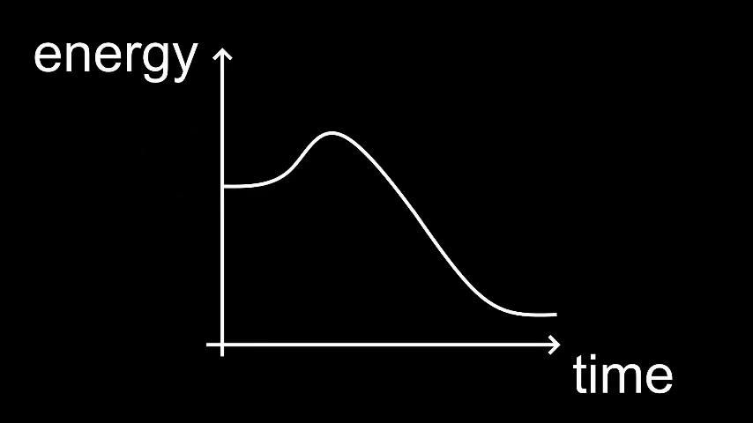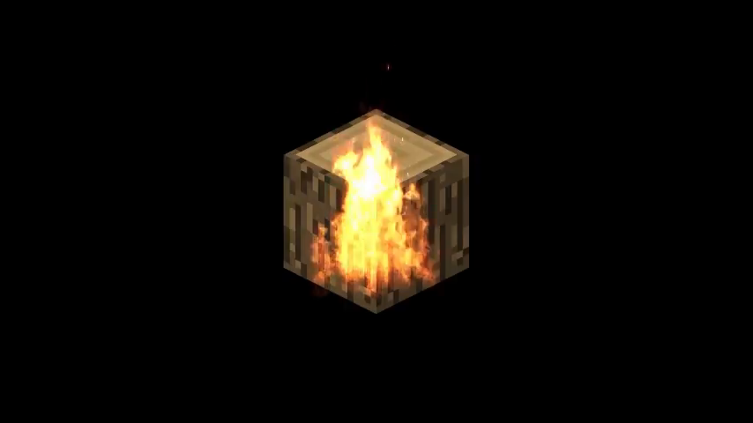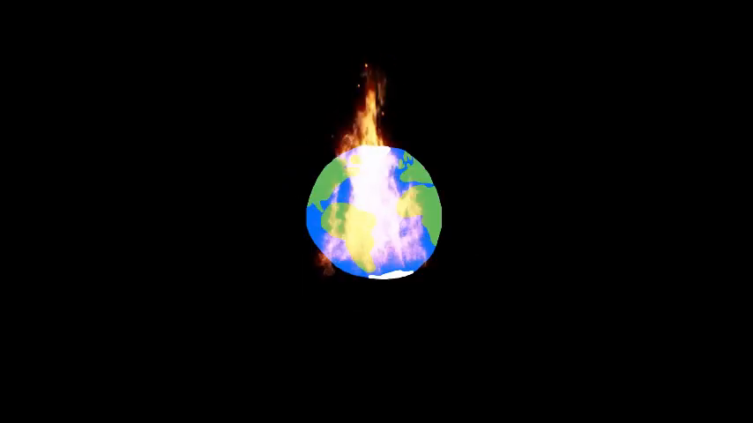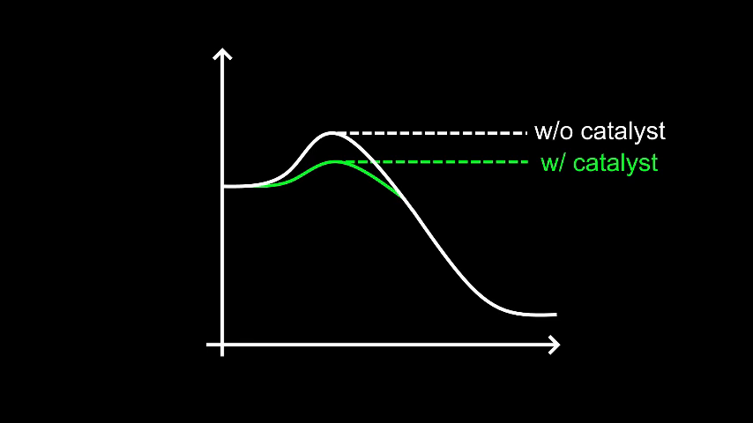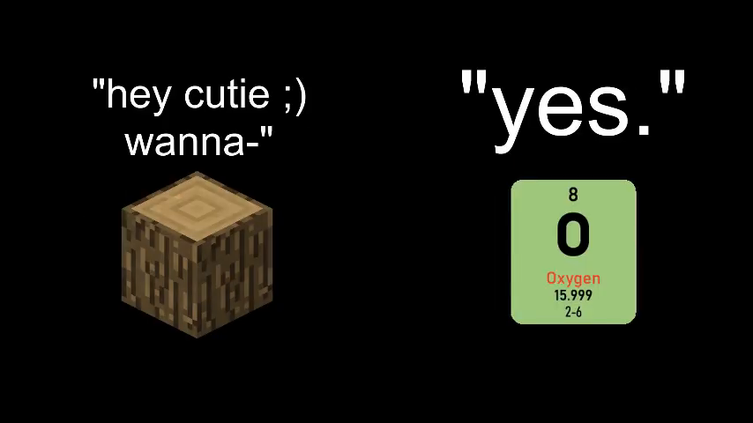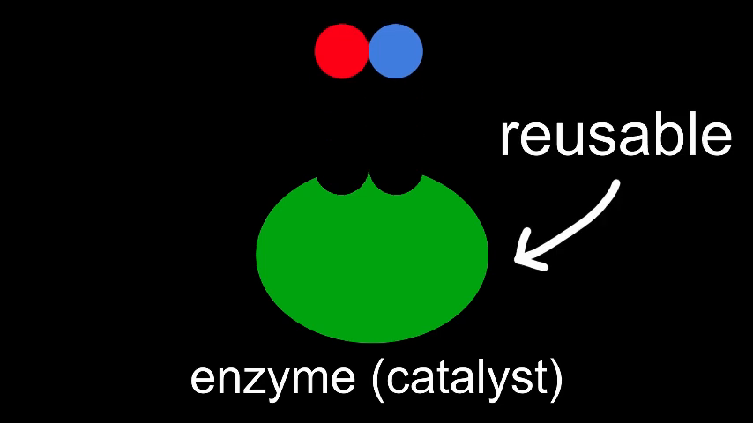All chemical reactions need activation energy to take place. Wood won't just spontaneously react with oxygen and start burning, or else the planet would be on fire, but if you give it enough energy, it will. Catalysts reduce the activation energy needed for a reaction, which makes it happen easier and faster. And as a neat bonus, they don't even get used up during the reaction, so you can just reuse them.